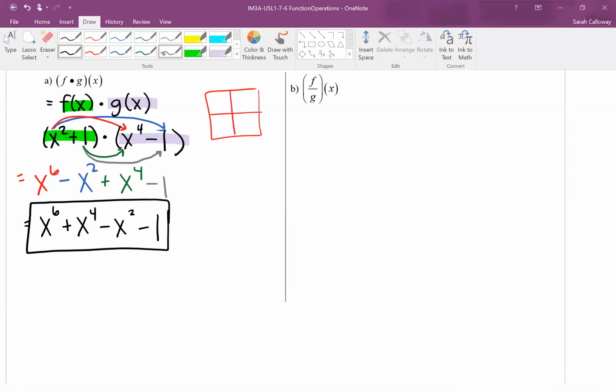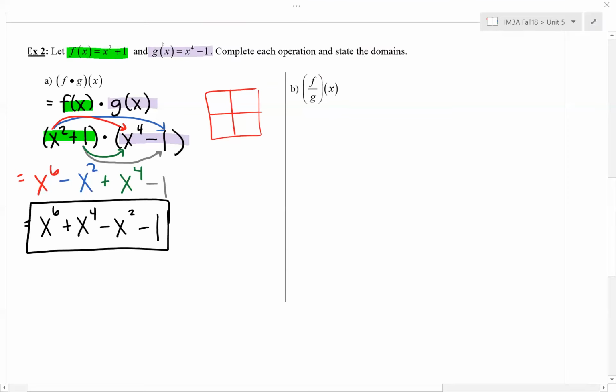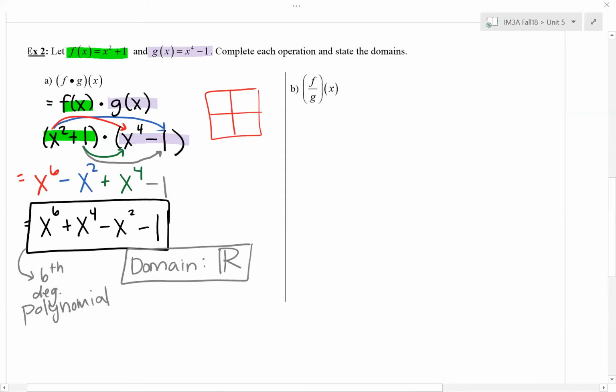And then we're going to evaluate our domain. So this is a polynomial, right? We've got a degree of 6. So this is a 6th degree polynomial. For any polynomial, it still has the same domain as a linear function, because a linear function is just a 1st degree polynomial. And so that means that our domain here is still all real numbers.